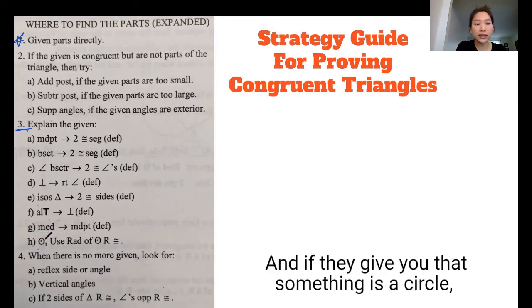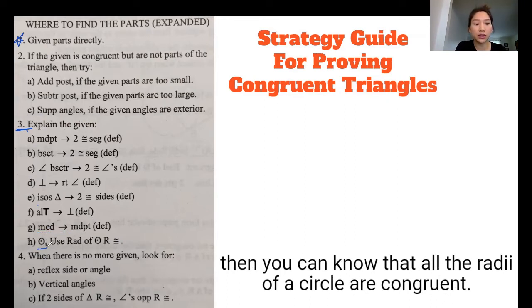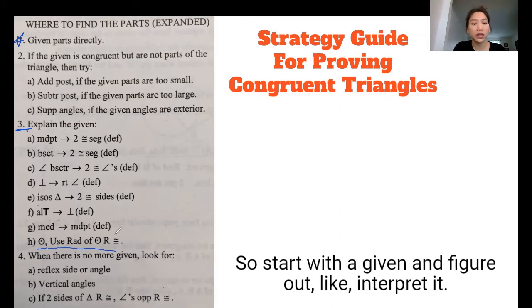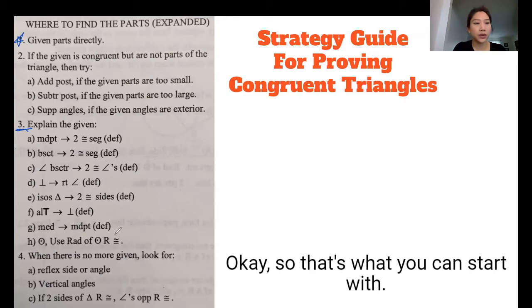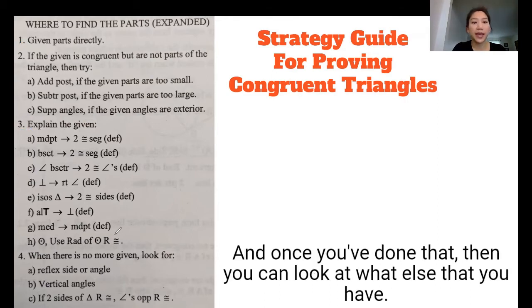And if they give you that something is a circle, then you know that all the radii of a circle are congruent. So start with the given and interpret it. What does that tell you? Okay, so that's what you can start with. And once you've done that, then you can look at what else you have.